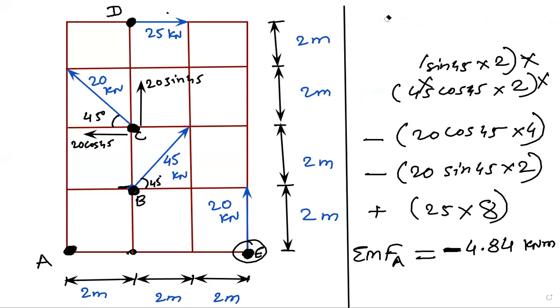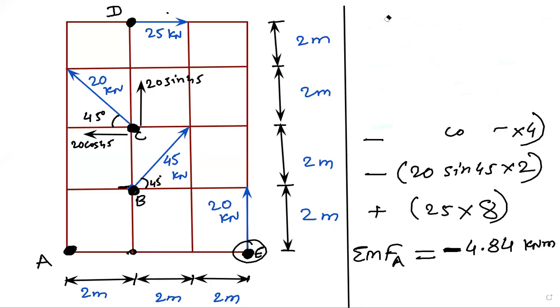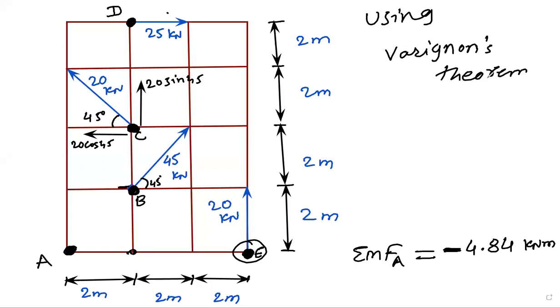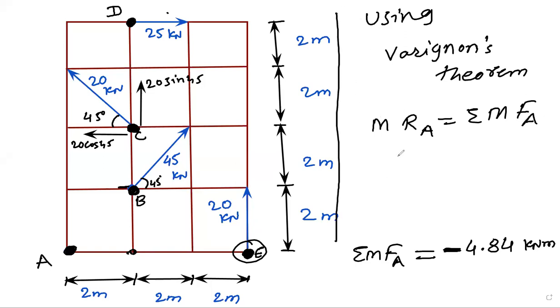So now the last thing we have to find out is D, as the resultant is known to us. Next line, using which theorem? Varignon's theorem. On this side we will take moment of resultant about point A is equal to summation of M forces about point A. So R into D is equal to minus 4.84.